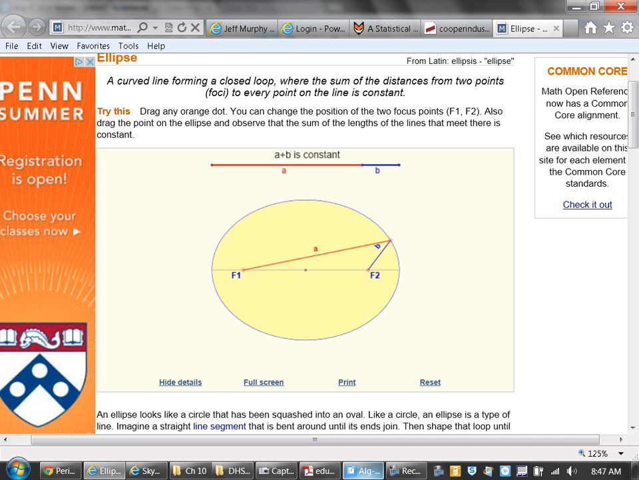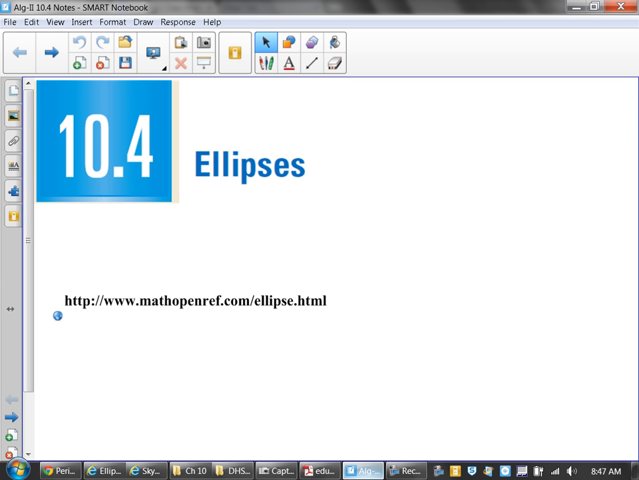Ellipses can be stretched across the x-axis, or they can be stretched through the y-axis. It's very easy to tell what they do. So let me go back. I'm sorry that website wasn't as cool as the other one.